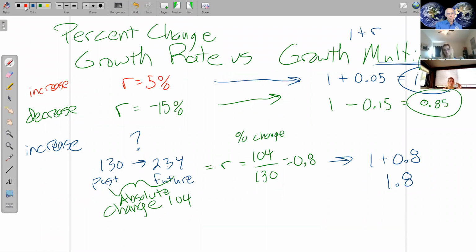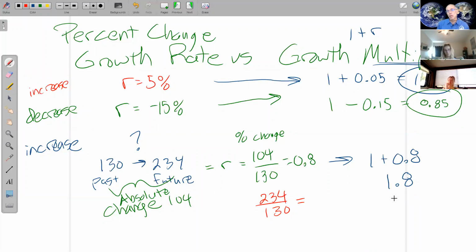What if instead, and just forget about the subtraction I did to get the 104, what if I just took 234 divided by 130? Try that on your calculator right now. What does that equal? 234 divided by 130. Somebody speak it or chat it to me when you get it. 1.8. That is the 1.8, right? Isn't that cool? That's this number right here.